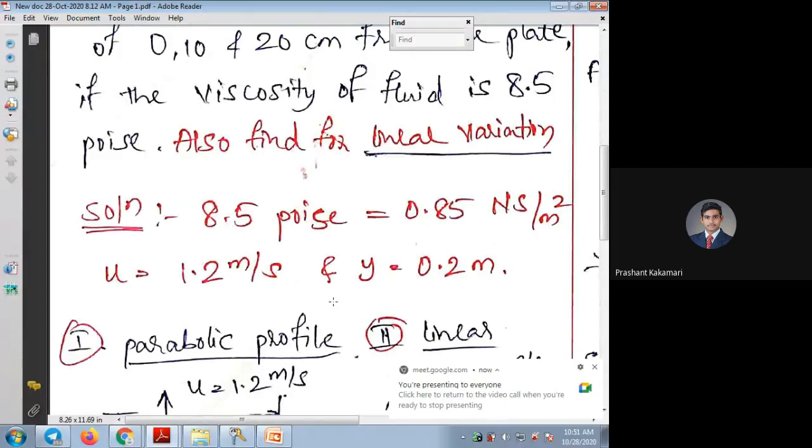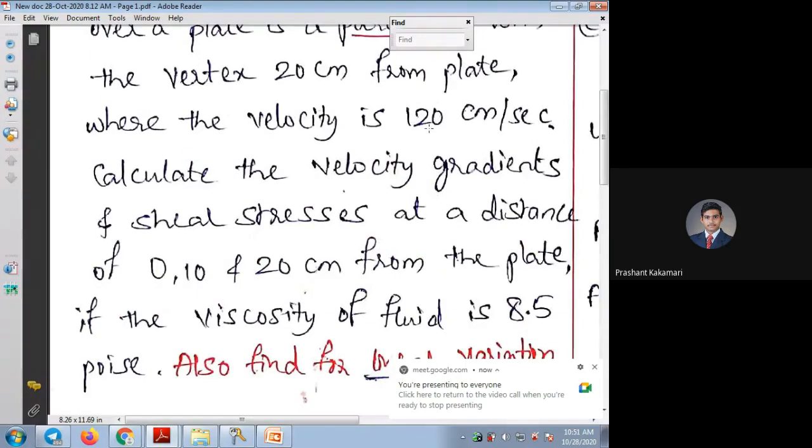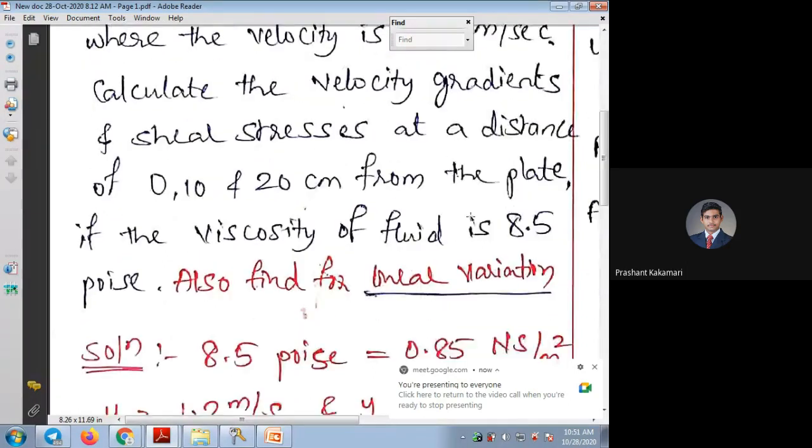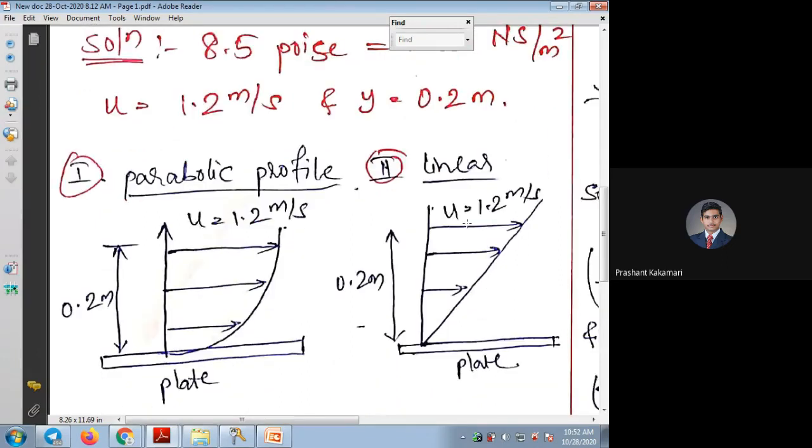And in the problem also, the given velocity is 120 centimeter per second. So this centimeter also we are converting into meters. So that will be 1.2 meter per second. Distance they have given 20 centimeter. We have taken 0.2 meters. So I will explain how to solve for the parabolic shape. You can focus on the linear shape also later.